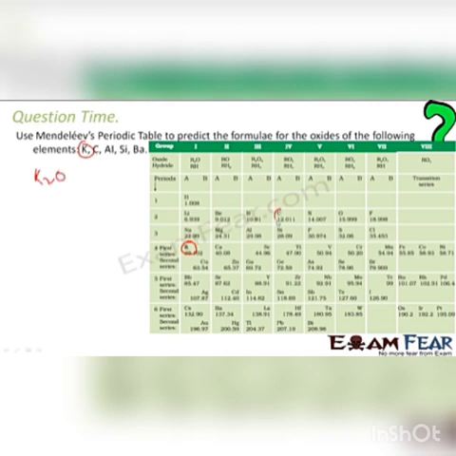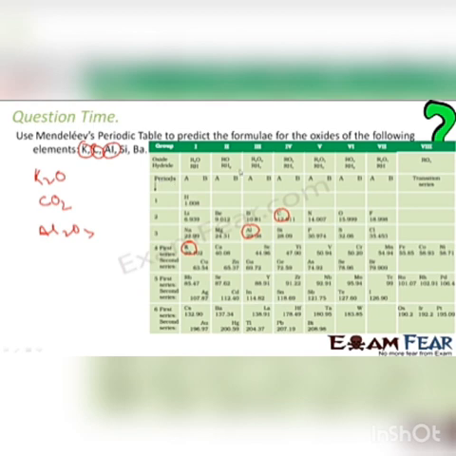Next is C. C is carbon. Carbon is here. Carbon is in group 4. Group 4 is RO2 form, right? So R is C, O2 form. So this one is CO2. The next is aluminium. Where is aluminium? Aluminium is here, in group 3, R2O3. So it will be Al2O3. Just replace R with Al.